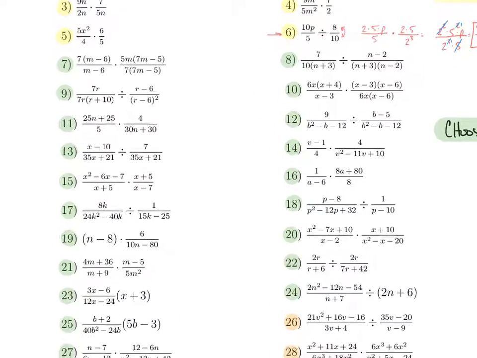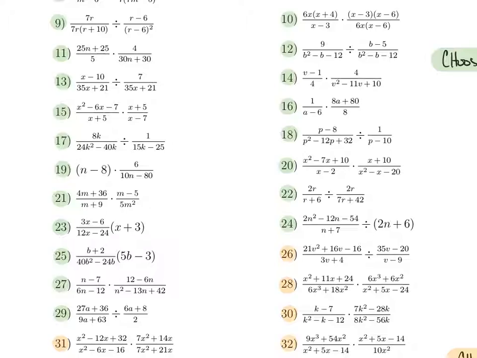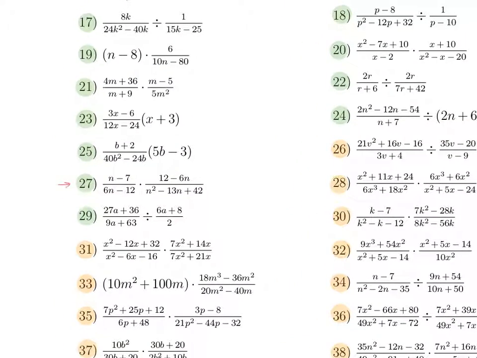Let's check a green one. I'm going to pick one that involves some different types of factoring, I think. Okay, let's do 27. So 27 is off the table. You can't do 27. Remember, what I want to do here is factor first if I can. My numerator of the first expression, or the first term, cannot be factored, so I'm going to leave that as n minus 7. But my denominator could be factored if I use the GCF method.